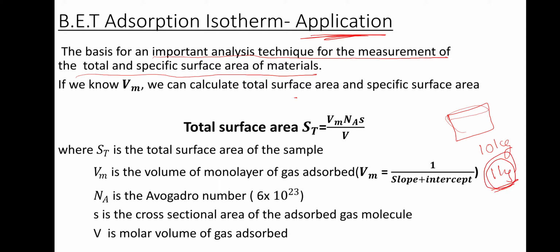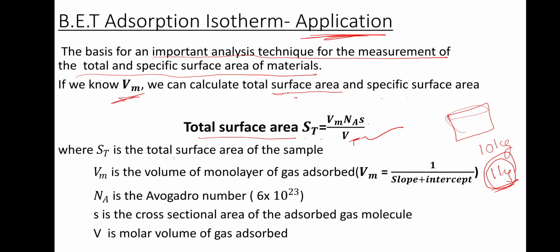Now, if we know VM, we can calculate the total surface area and specific surface area. For total surface area, we know how to calculate VM: 1 divided by slope plus intercept. So total surface area ST is VM into NA into S divided by V. This you can write as V total also.